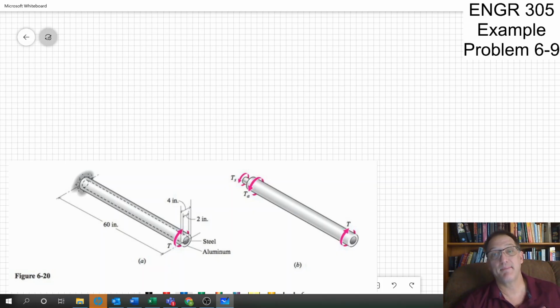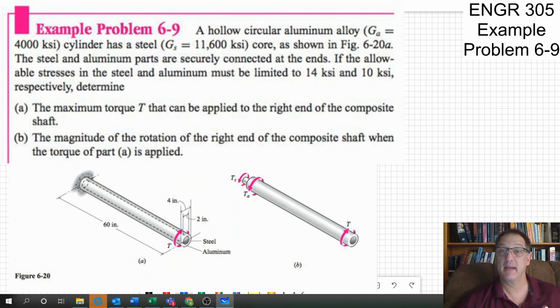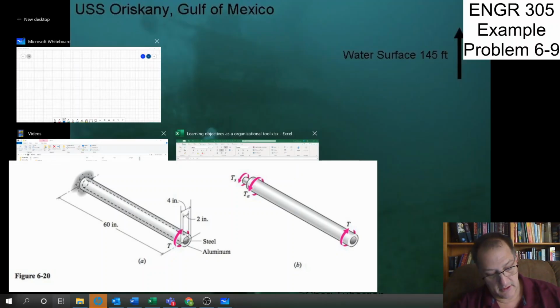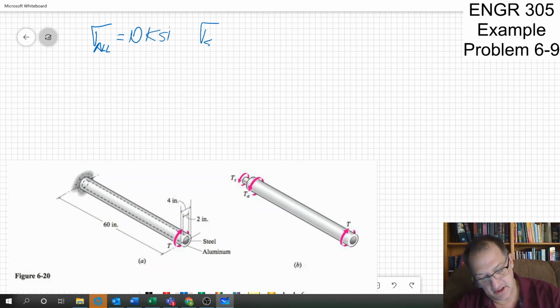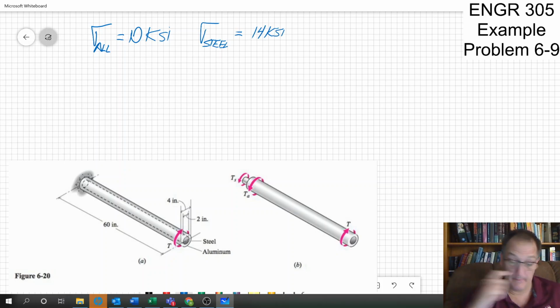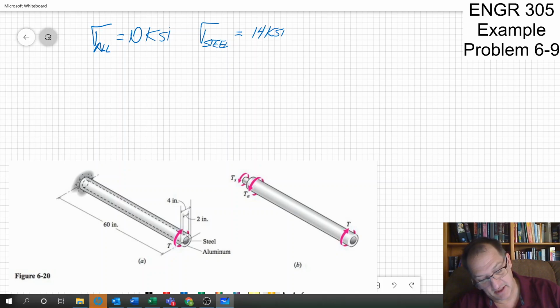The question was, what's the maximum torque that can be applied? I've got a 14 KSI limit in the steel and 10 in the aluminum. So the stress in the aluminum is equal to 10 KSI, and the stress in the steel is equal to 14 KSI. All right, so what is that? I just wrote it down wrong. I've got to keep my stresses right.